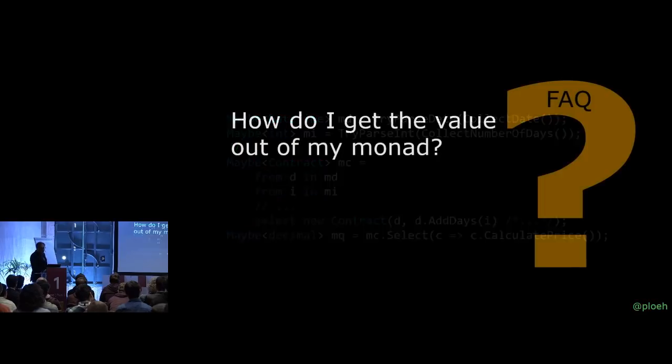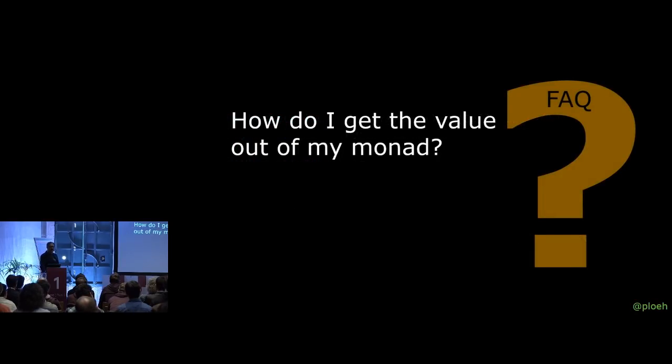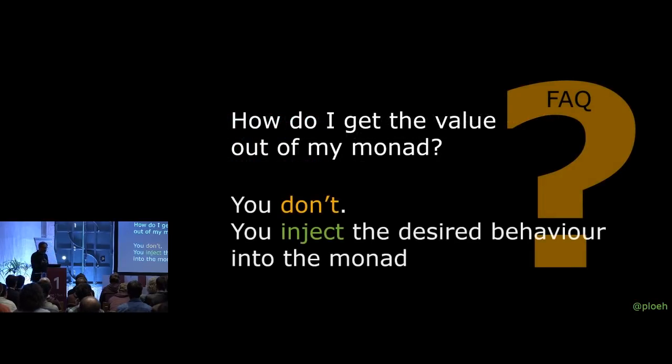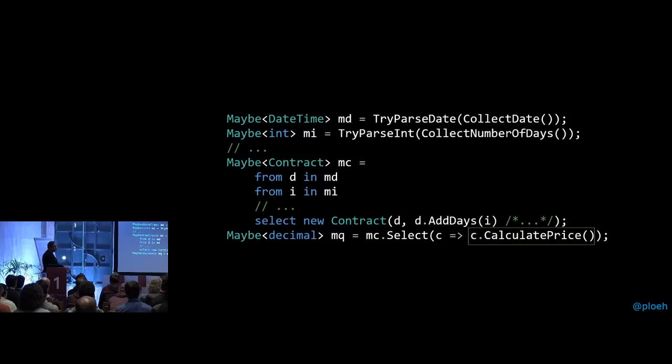So this basically answers the question, how do I get the value out of my monad? Well, you don't. You inject the desired behavior into the monad. And that's basically what we did. I just took that calculate price and said, it's going to happen inside the maybe container. I'm not taking it out of maybe. I'm just putting the behavior inside the container and just transforming the context as I go along, if you will. So this is safe, and that's the way you're supposed to work with monads.